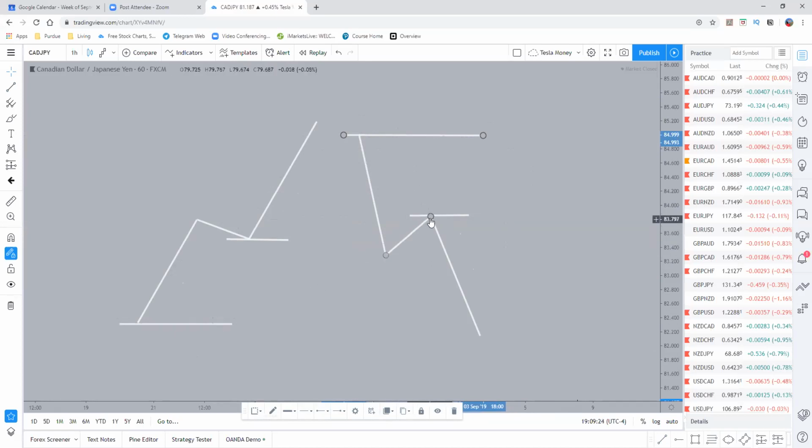And does anyone know why? The reason why is because if our correction pulls all the way back below or above this impulse, we know that this correction is invalid. We know we're not going to get our move down.